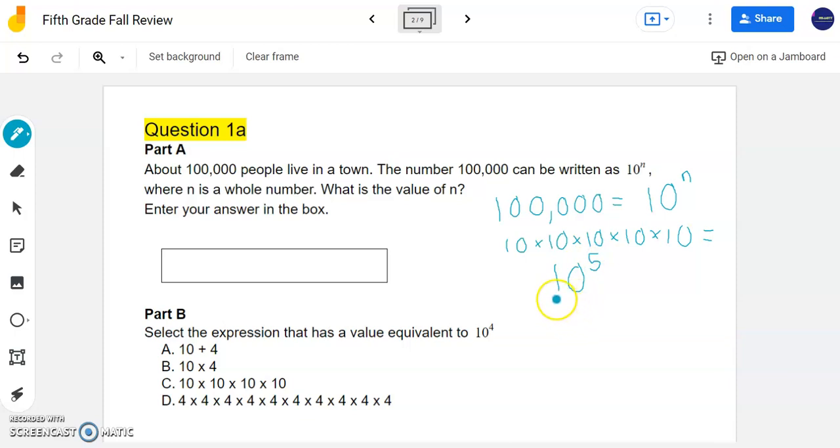However, they only want to know what is the value of n. And n is my exponent. So the answer that goes into your box is just 5.